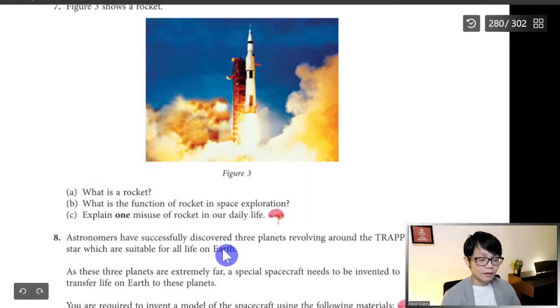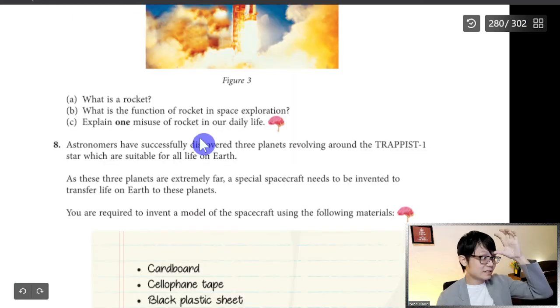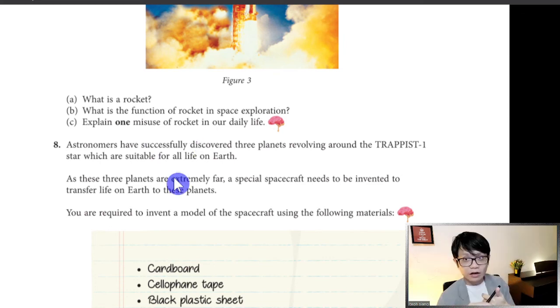what is the function of the rocket in space exploration? This one already says to carry what? To send astronauts, to send a spaceship, to send a space probe, to send remote sensing technology, to send a satellite, to send a telescope, to send astronauts, many things.